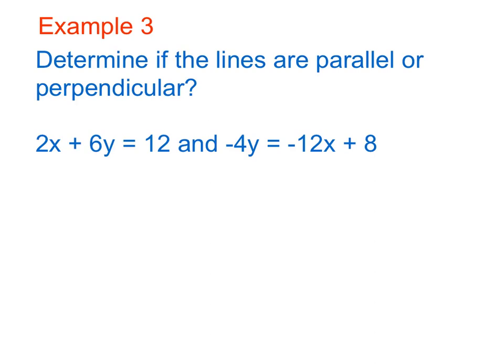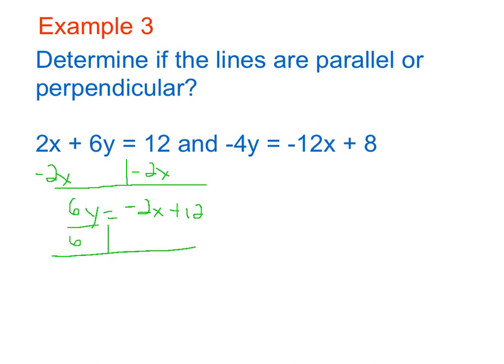So if we look at this equation here on the left, you want to get y by itself. So first going to subtract 2x from both sides. Then we get 6y = -2x + 12. Still need to get the y by itself, so we're going to divide everything by 6. We get y = -1/3 x + 2 after you simplify it. Okay, so that's the one equation.